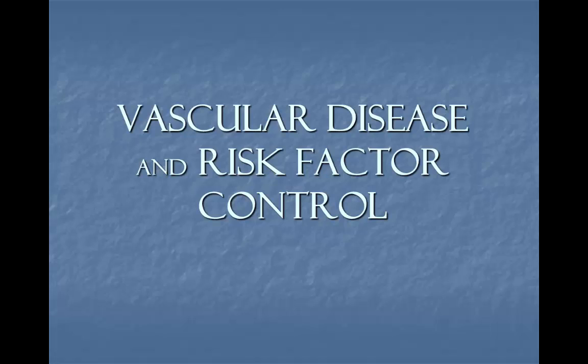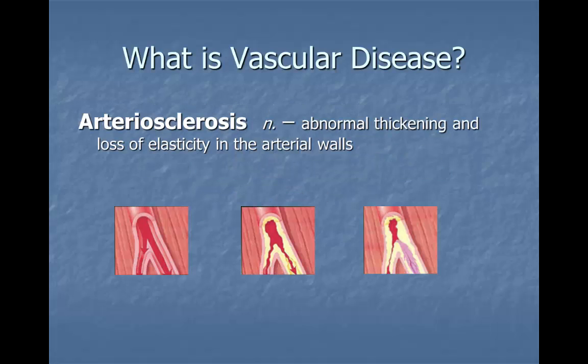Good afternoon. Today we're going to study peripheral artery disease, or peripheral vascular disease. PAD is arteriosclerosis of the extremities, virtually always in the lower legs, that causes ischemia. It's an abnormal thickening and also a loss of elasticity in the arterial walls.